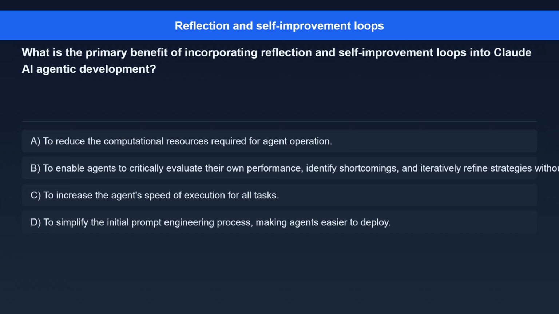Option C. To increase the agent's speed of execution for all tasks. Option D. To simplify the initial prompt engineering process, making agents easier to deploy.